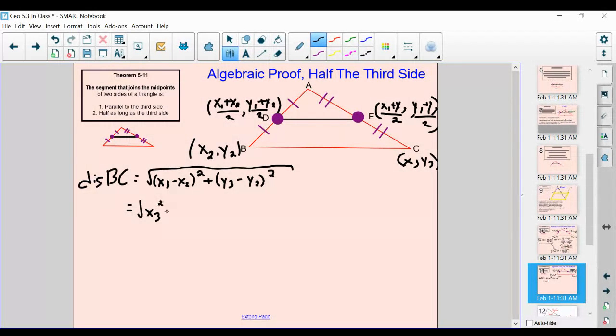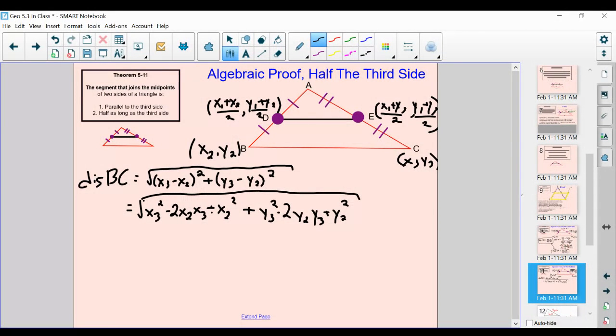x sub 3 squared minus 2 x sub 2 x sub 3 plus x sub 2 squared plus, again it's going to be the same thing, y sub 3 squared minus 2 y sub 2 y sub 3 plus y sub 2 squared. This is going to be the distance of BC. Whatever those values are of the actual coordinate points, we would be able to take them and plug them in to find the actual distance, right?